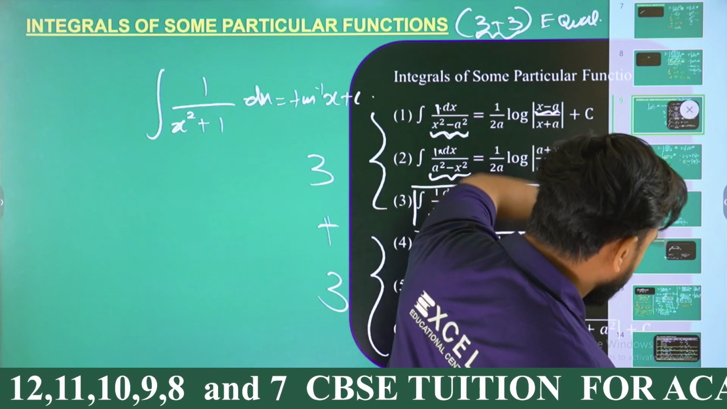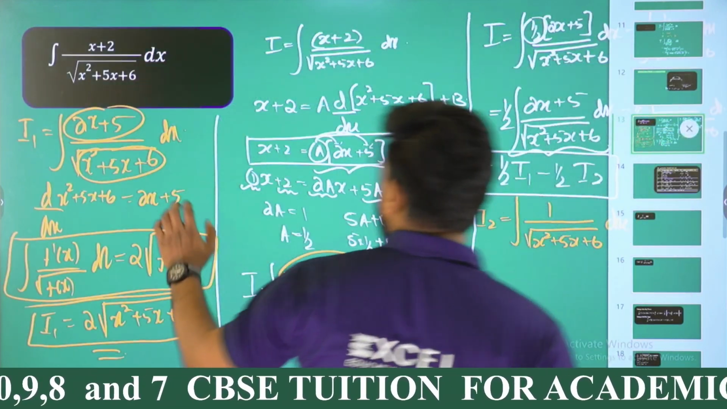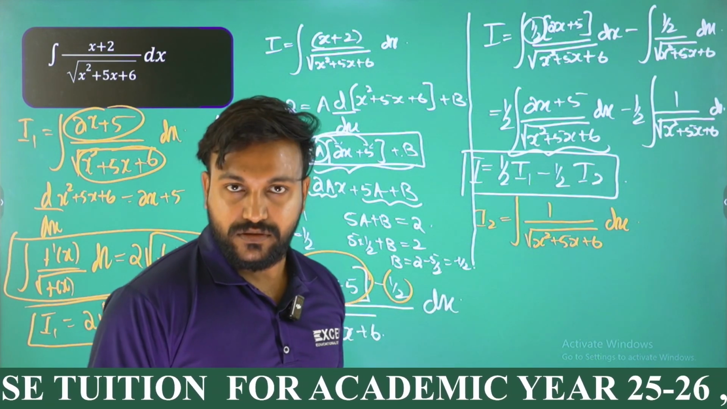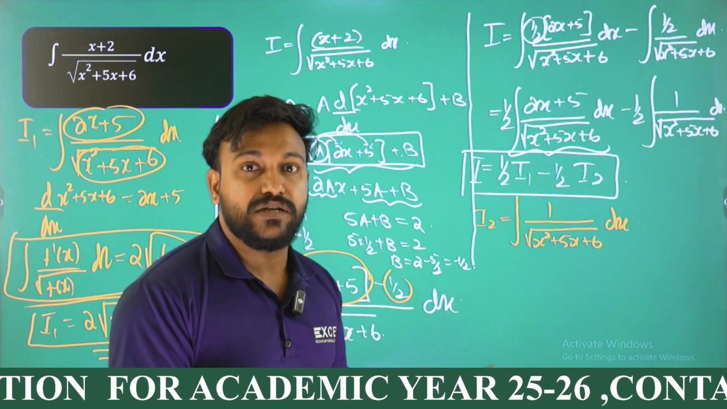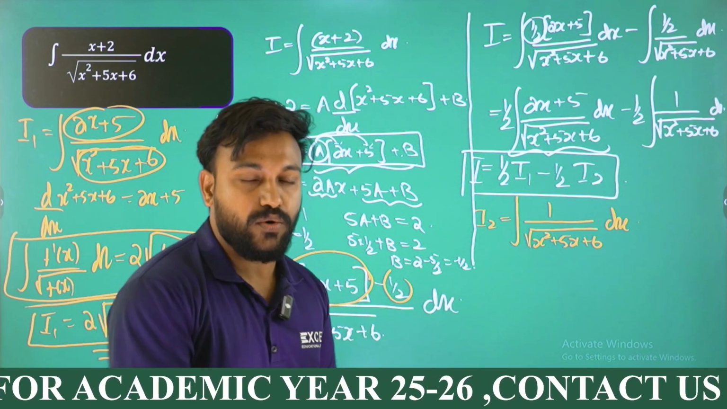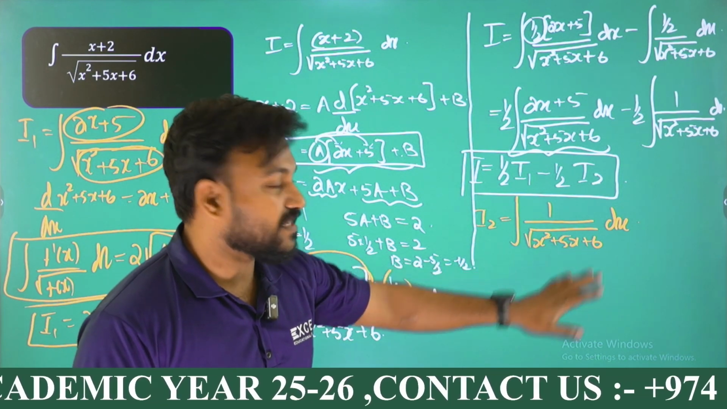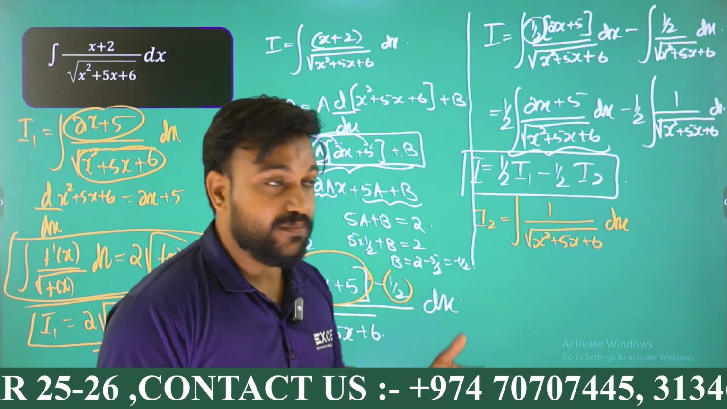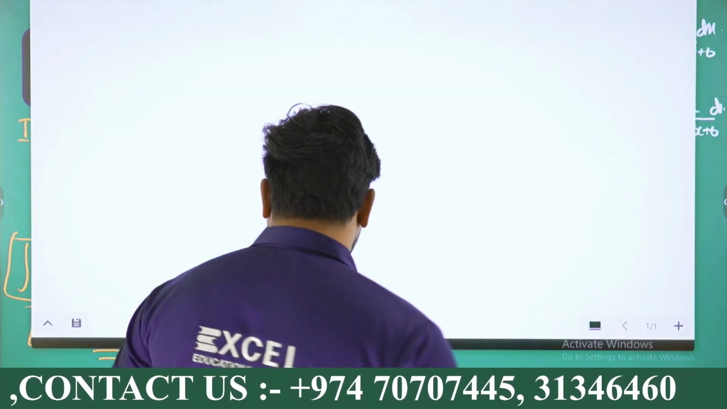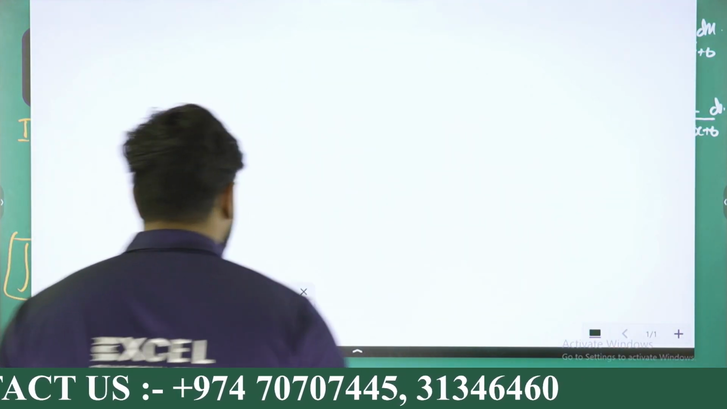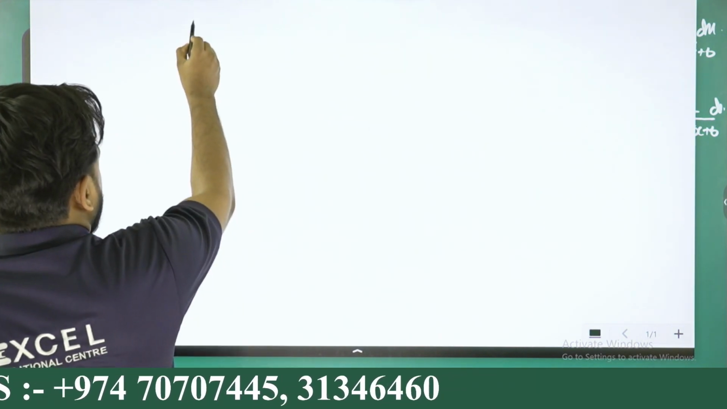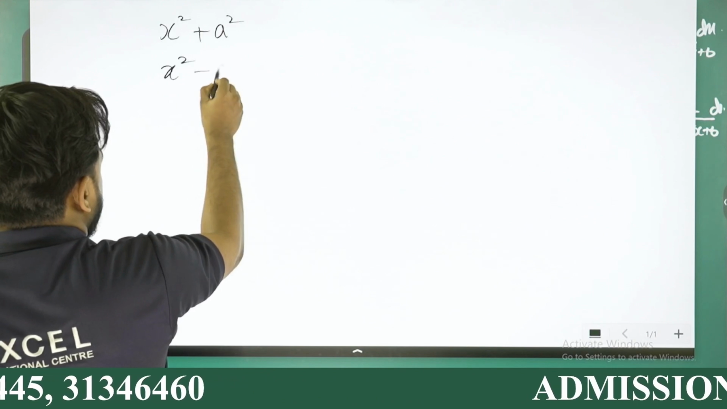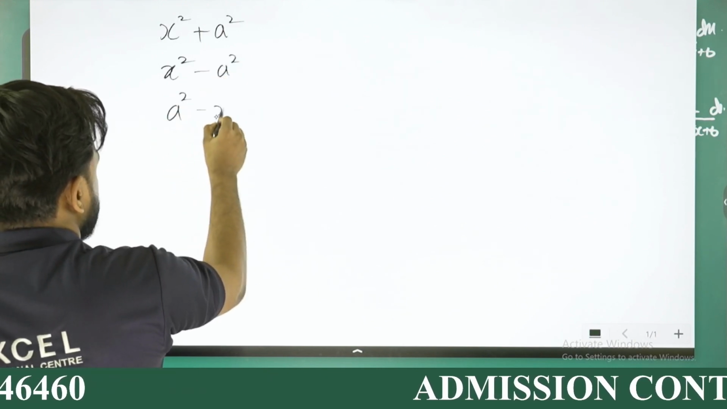But in our question, it's not any of that kind. It's not x square plus a square. There is only x square and a coefficient of x: x square plus 5x plus 6. We have to write it in any of the 3 formats. What are the 3 formats? Let me show it. The 3 formats are x square plus a square, x square minus a square, or a square minus x square.